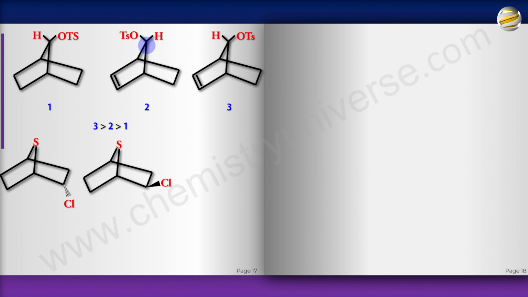And try these. Now obviously on the first glance you can see 3 is going to be the least, because no substitution on the bridgehead. Whereas if you look at the first and the second, the NGP is going to happen in the first one, because this is down and the sulfur is up. This is up, the sulfur is up, not NGP.